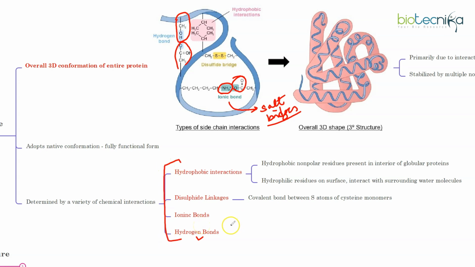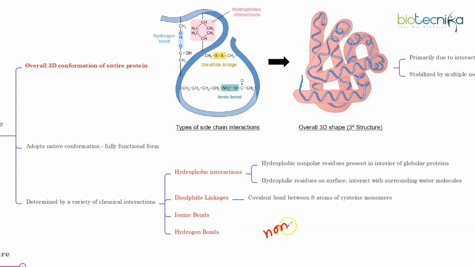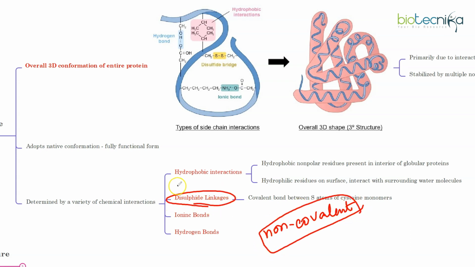Okay, so out of all this, these are all non-covalent forces. That means these are weak bonds, but together they give an overall strength, except the disulfide linkage. Disulfide linkage is a covalent bond. Everything else is non-covalent. So they are comparatively weak bonds, but since there are so many bonds in the tertiary structure, overall they will have a stable structure.